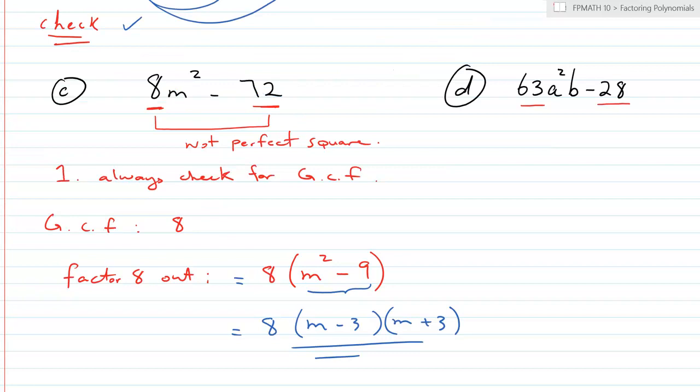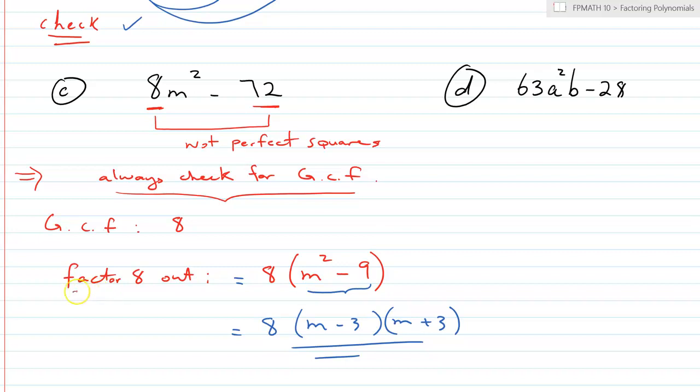Okay, let's look at example C. Same idea again, but this time when we check for perfect squares, you notice that 8m squared and 72 are not perfect squares. So the first thing you always do when dealing with factoring is check for a GCF. Doesn't matter what kind of factoring question you have, you always check for the greatest common factor of all terms. Take that out first, and then whatever you are left with, you can look at and decide what type of trinomial or binomial it is, and then factor that inside the bracket.